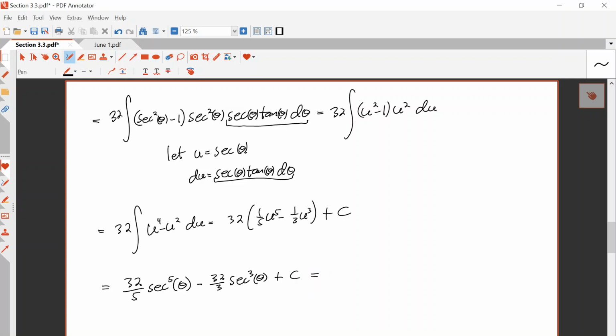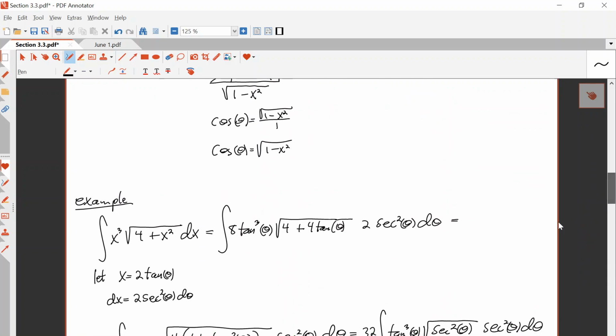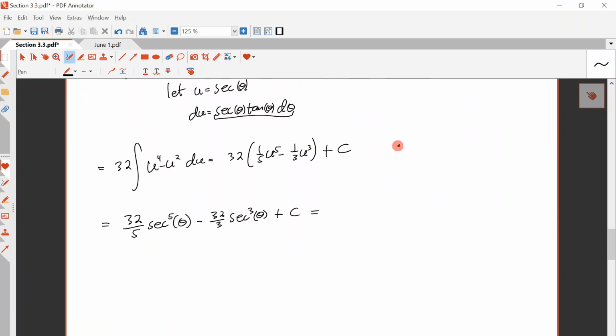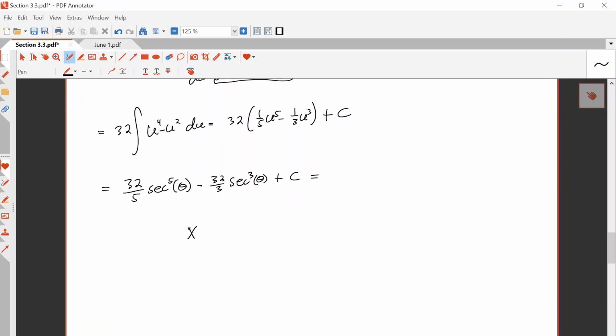Final step, we've got to go back from theta to x. So how do we do that? Go back to your original substitution. What was the original substitution? Original substitution was x is 2 tangent theta. Write tangent theta as a ratio. So it's x over 2.